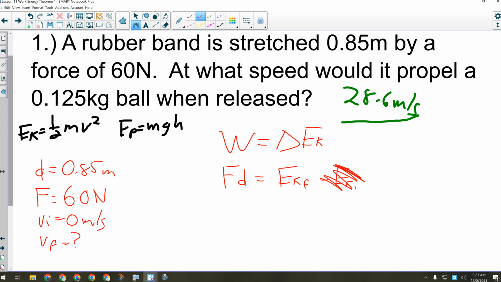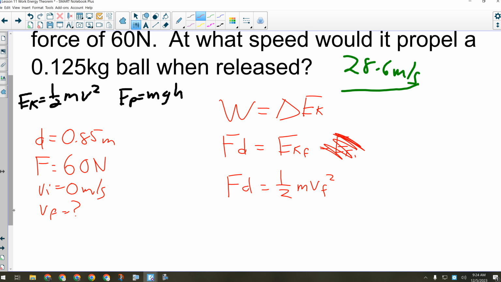Do I have a formula that calculates kinetic energy? Yeah, we just looked at it a minute ago. That means F times D equals 1/2 m Vf squared. The formula is obviously 1/2 mv squared, but I'm putting the f in because I'm looking for the final speed. Can I solve for Vf? Yeah. Sorry, the one thing I forgot to put in the givens here was the mass, 0.125 kilograms. I have everything except Vf in this formula.